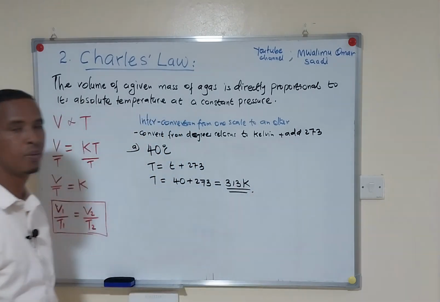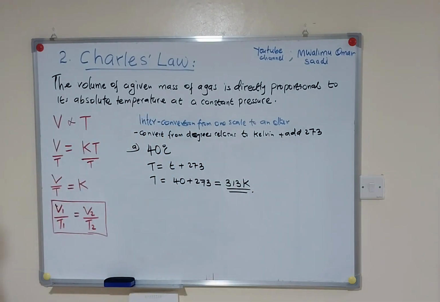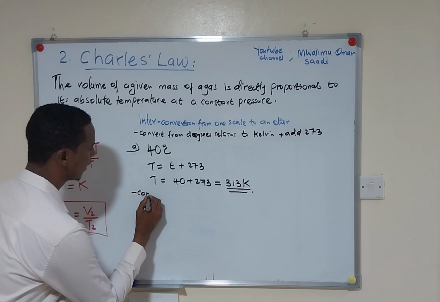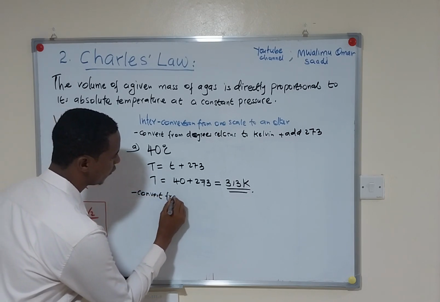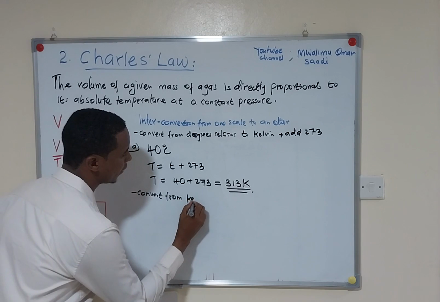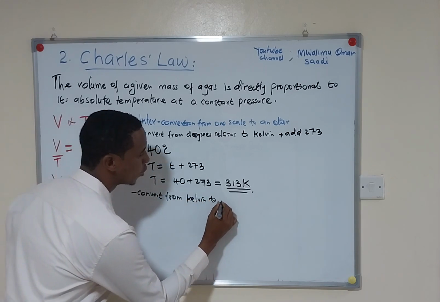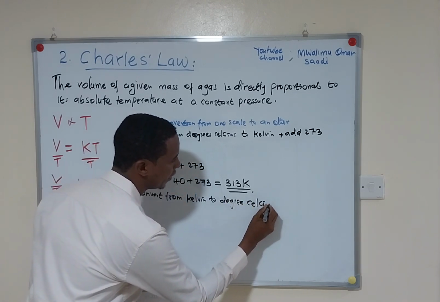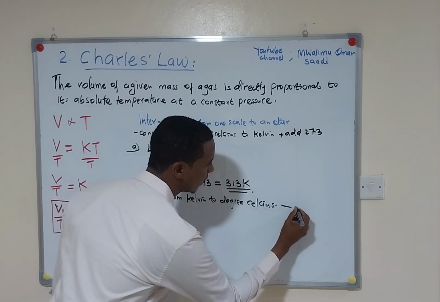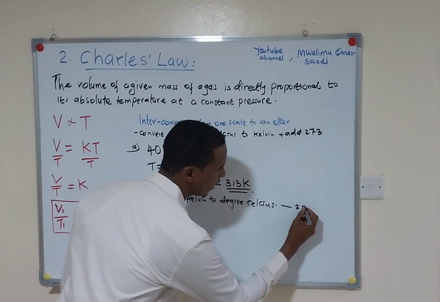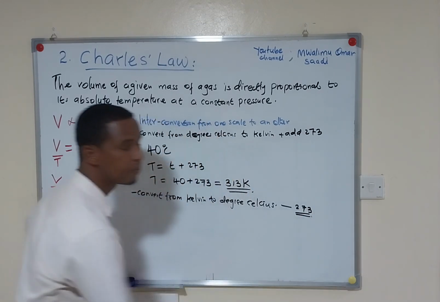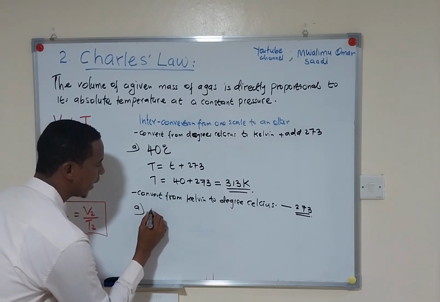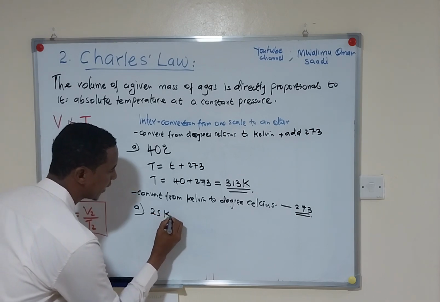So that is how to convert from degrees Celsius to Kelvin, K. And to convert from Kelvin to degrees Celsius, subtract 273. For example, here you have, let's say, 25 K.